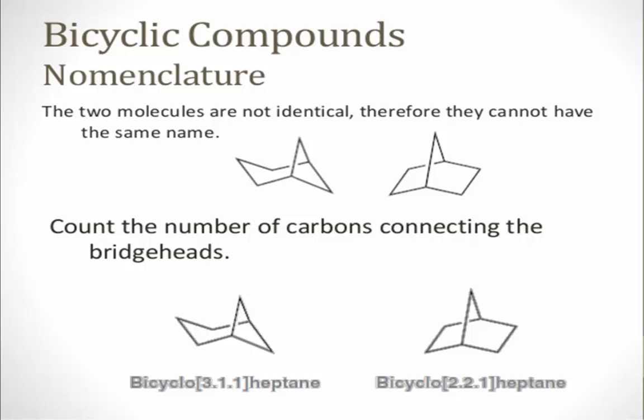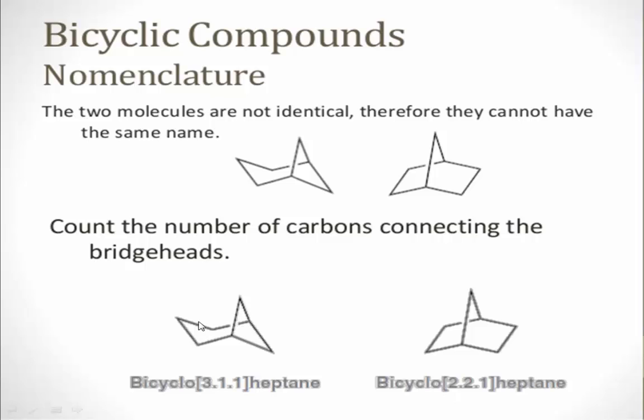Yes, here bicyclo is the common name, and you can start the numbering from this side. Yes, 1. And which one is the longest chain here? Apart from these 2 bridge atoms, this side contains 1, 2, 3 carbon atoms, and here only 1 carbon atom, and here 1 carbon atom.